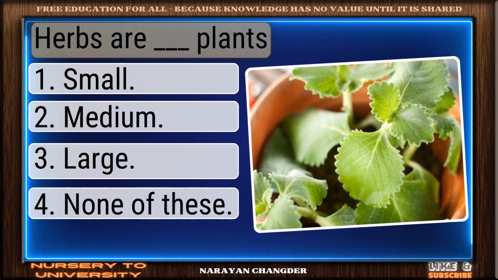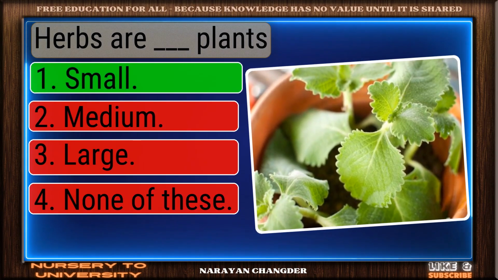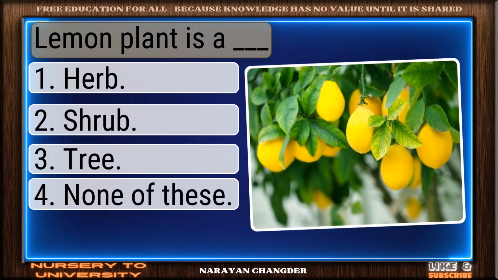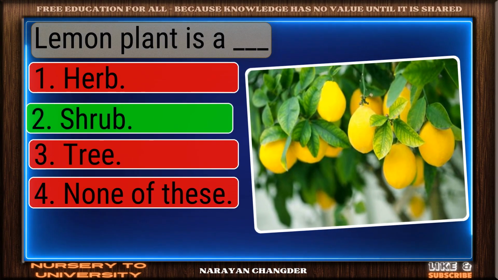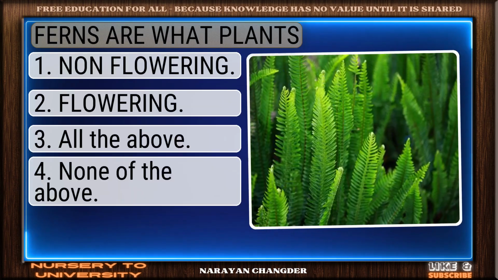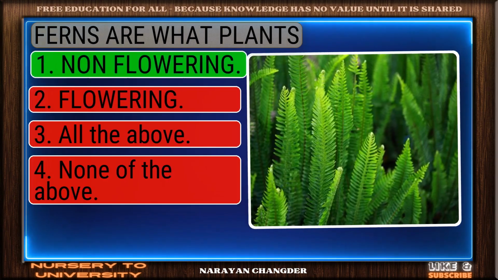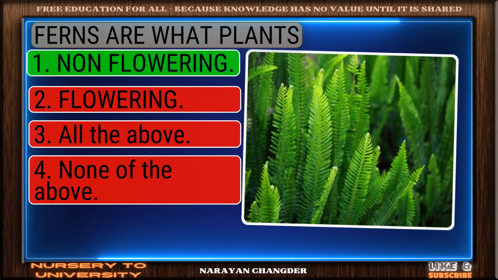Herbs are dash plants. Smart move. Small is an accurate answer. Lemon plant is a dash. Good job. Your answer shrub works well here. Ferns are what plants? Solid response. Non-flowering is a valid choice.